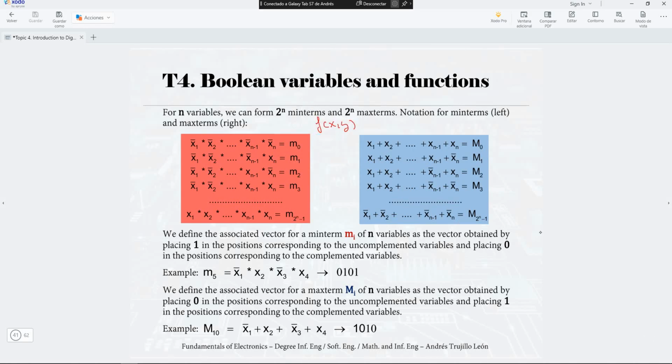It removed everything. So all the possible min terms are these, just combining the variables negated and non-negated. So if we have 2 variables, we have 4 min terms. But we are going to have also 4 max terms, just doing the same thing, just using the negation and non-negation version of the variables. So this is quite obvious.